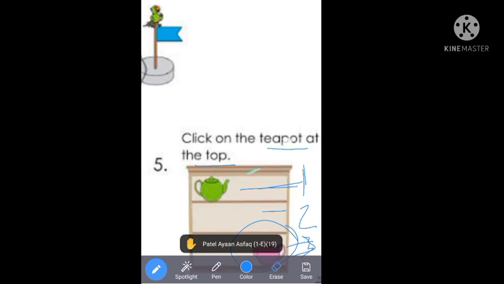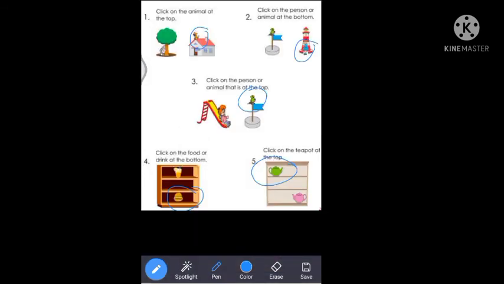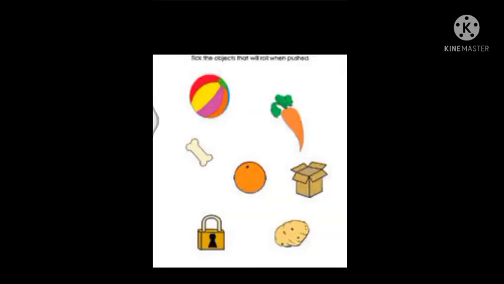Now we have to find out, as per the question, which teapot is at the top. That means which teapot is at the very top. So if you see clearly, this one is at the very top, right? So here I have put the circle. So here I have mentioned all the answers. Has everyone clearly seen this?